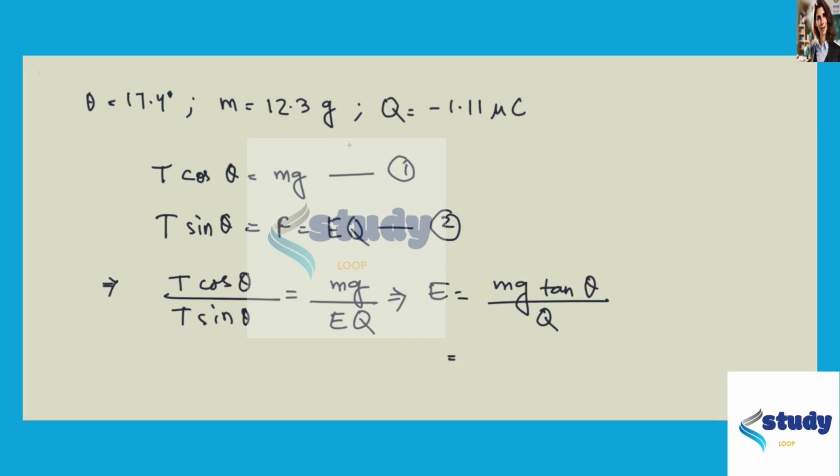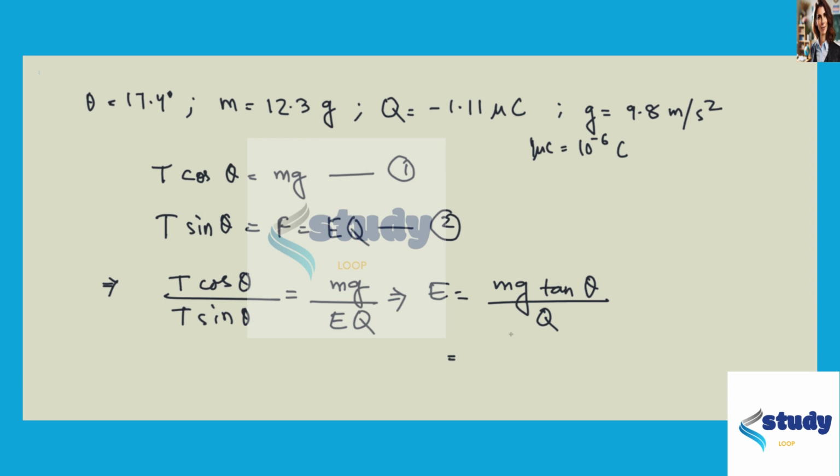Now we can substitute all the values along with acceleration due to gravity, that is 9.8 meters per second squared. And make sure you convert each of these units into standard units. For example, you need to convert grams into kgs and microcoulombs into coulombs. So 1 microcoulomb is 10 to the power minus 6 coulombs. So we need to multiply this factor over here, and you already know that 1 kg is 1000 grams. So 1 gram is 0.001 kgs.